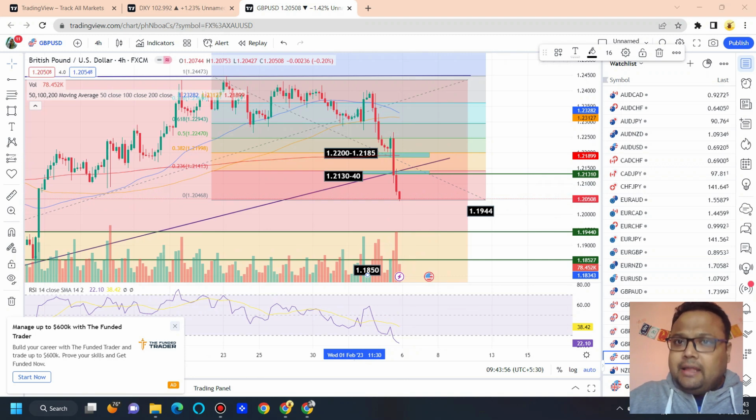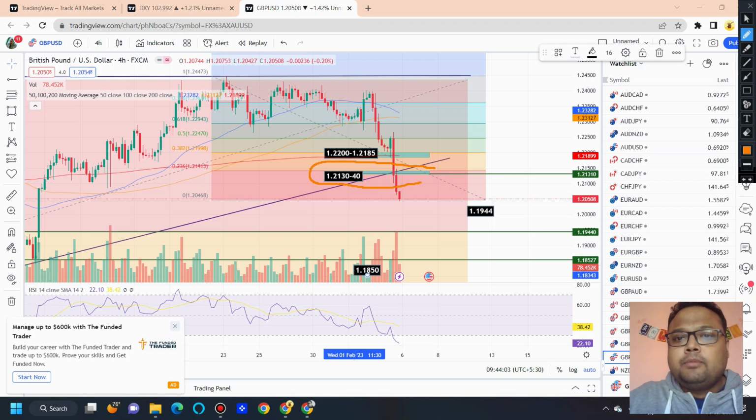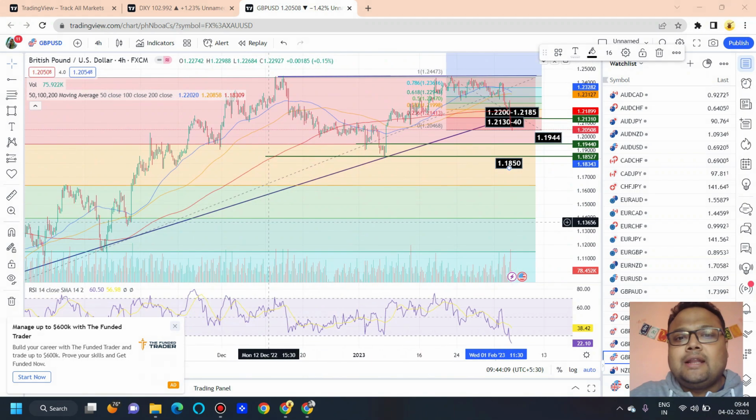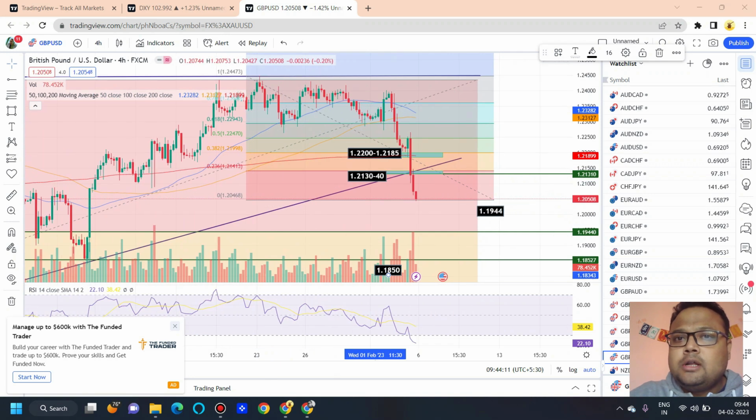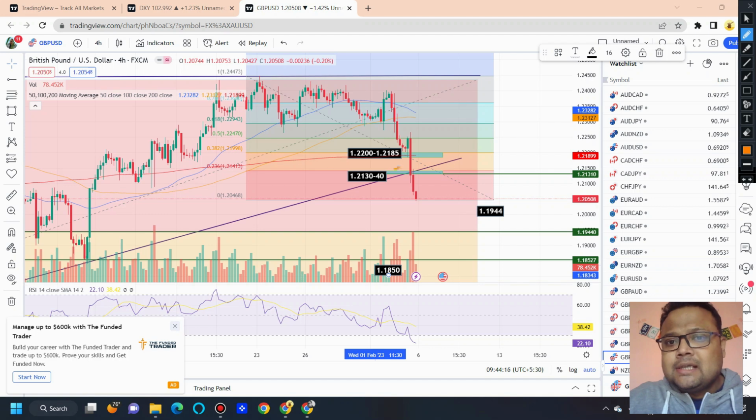As well. And if market tries to recover on Monday, then our first level will be 1.2130 to 1.2140. Here also we have used Fibonacci. Along with that, we also have the trend line, which was the previous support. Now the same trend line will be acting as the new resistance. So in this particular portion of the market here, we can expect 1.2130 to 1.2140 will be acting as resistance. If market goes up and reverses, we can look for some sell position.